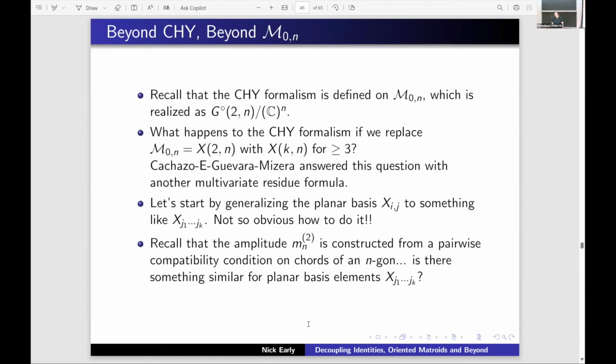So to investigate this, the planar part, you want to generalize the planar basis. Not so obvious how to do it. Remember, we have the planar basis of chords of the n-gon. And we'd like to generalize that to some X sub a k-tuple, maybe not so obvious how to do it. But there is a way to do it.